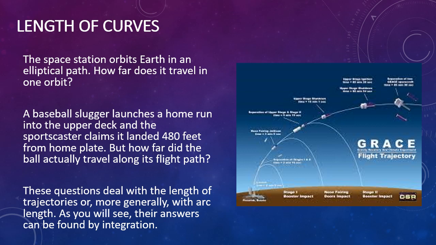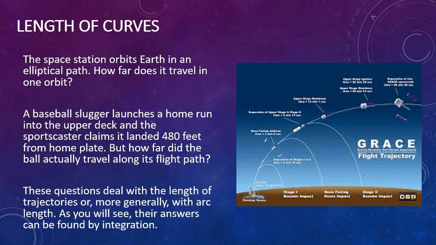Another type of problem is a baseball slugger launches a home run into the upper deck and the sportscaster claims it landed 480 feet from home plate. But how far did the ball actually travel along its flight path? Here you can see an example of a trajectory. These questions deal with the length of trajectories, or more generally with arc length.